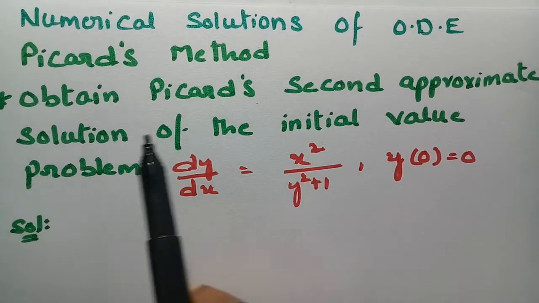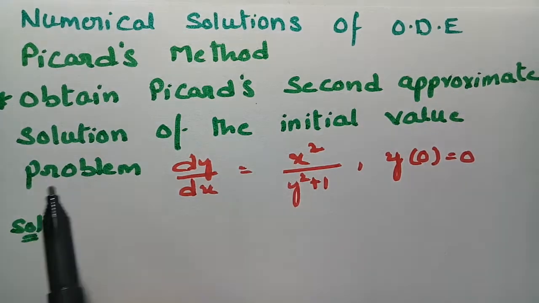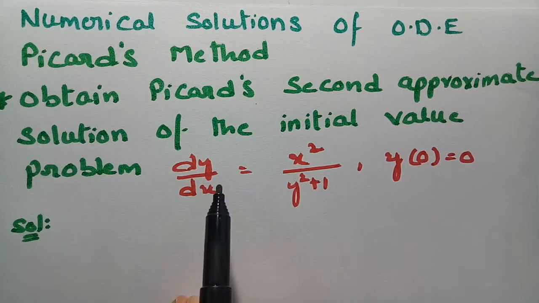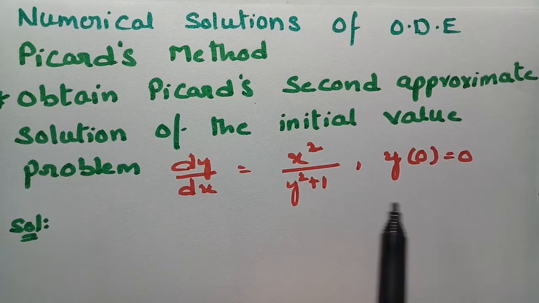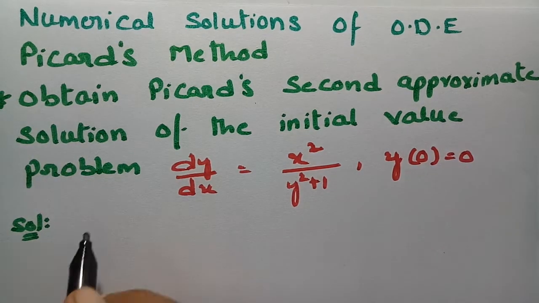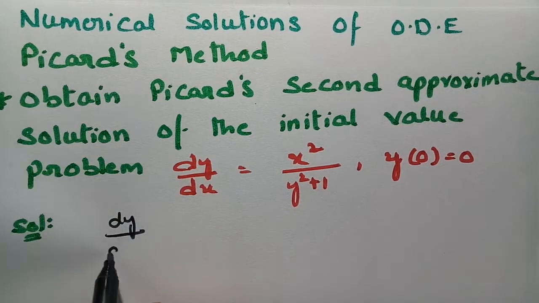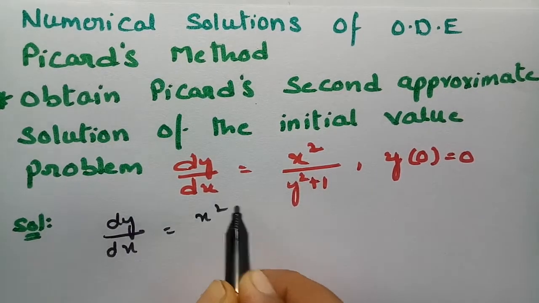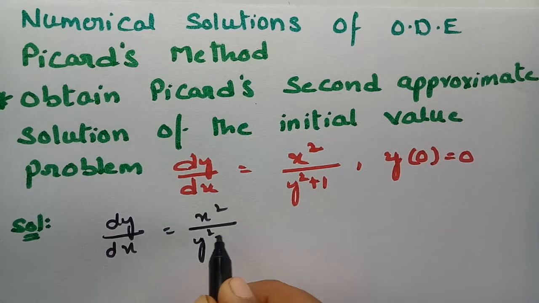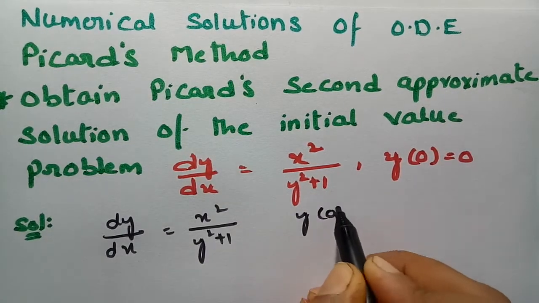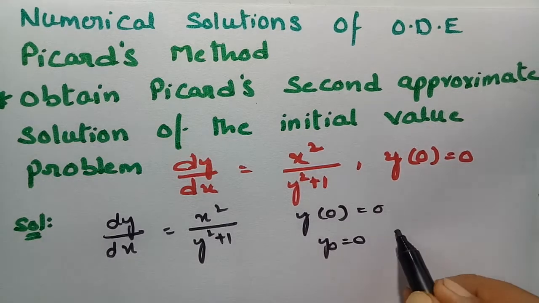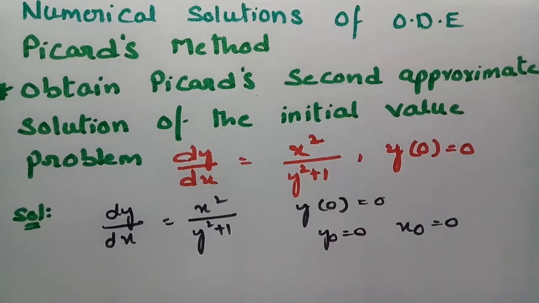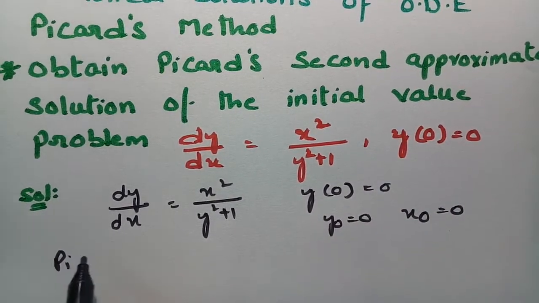So we have to obtain Picard's second approximate solution of the initial value problem dy by dx is equal to x square by y square plus 1, y at 0 is equal to 0. So it is given from the question that dy by dx is equal to x square by y square plus 1 and also y at 0 is equal to 0. Which means y naught is equal to 0 and x naught value is 0.